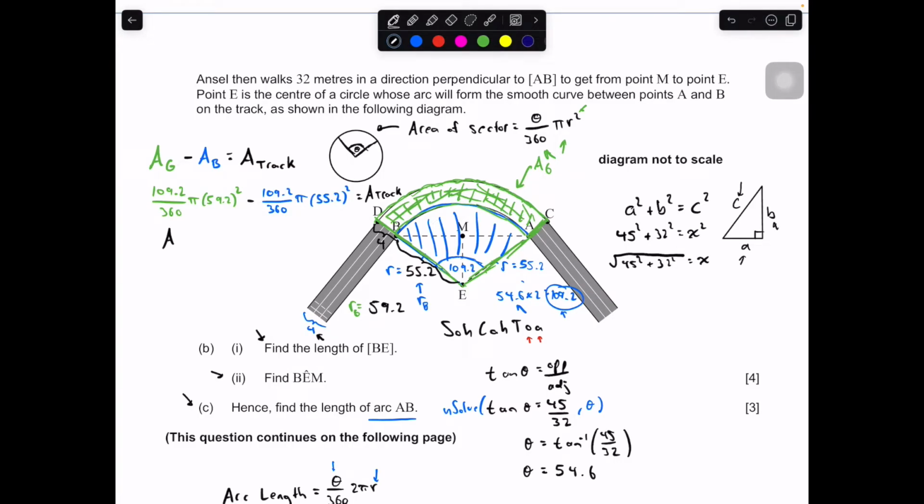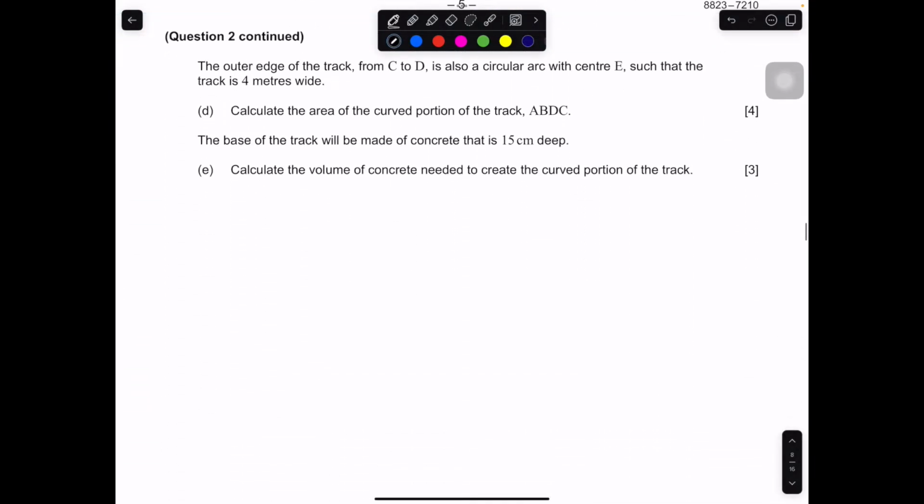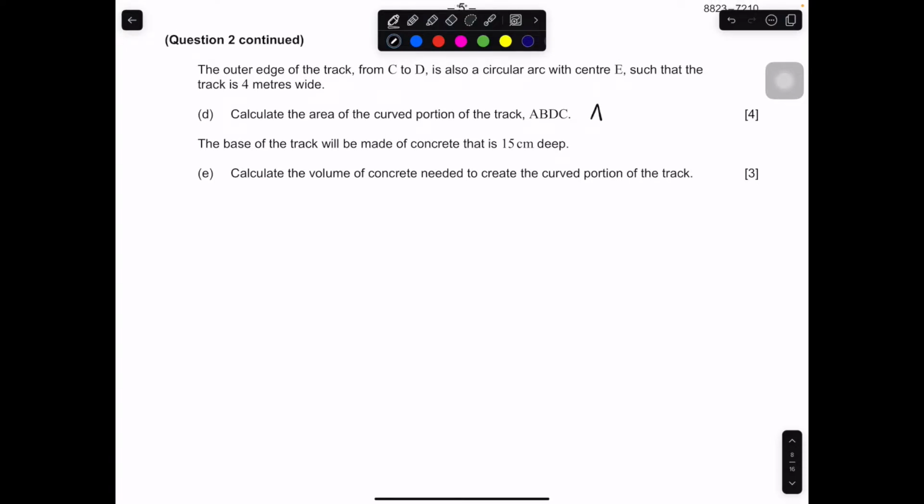So the area of the track is then equal to 436.07, or just 436 meters squared. Okay, not too bad. Calculate the area of the curved portion of the track. I'm going to write it here because I believe we'll need it later. 436 meters squared.